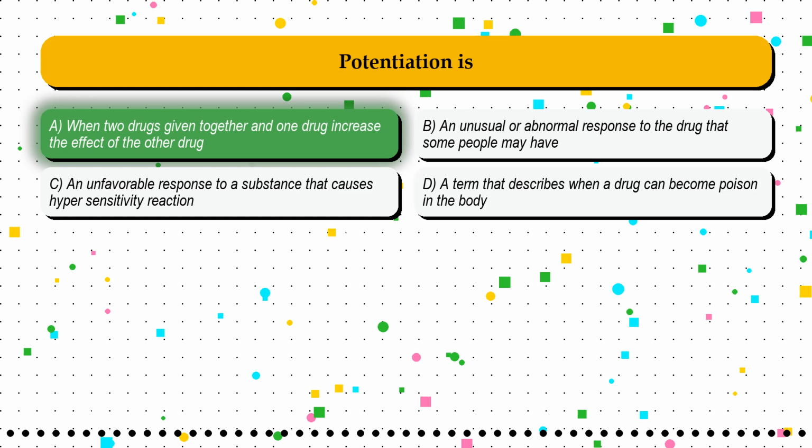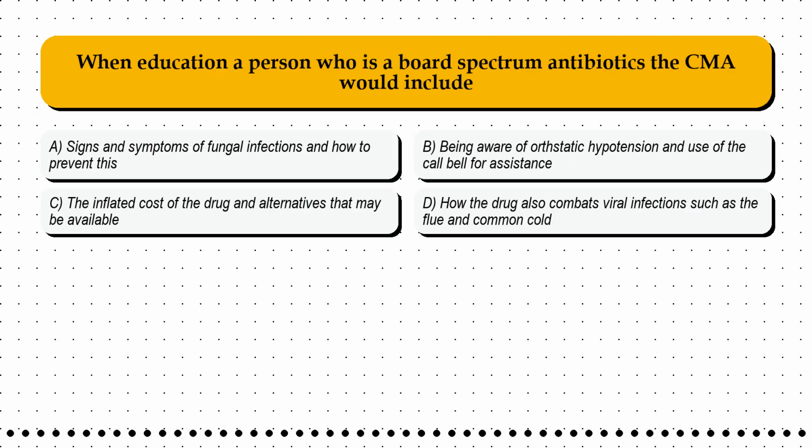The correct answer is option A, when two drugs given together and one drug increases the effect of the other drug. Question 232. When educating a person who is on broad spectrum antibiotics, the CMA would include: Option A, signs and symptoms of fungal infections and how to prevent this. Option B, being aware of orthostatic hypotension and use of the call bell for assistance. Option C, the inflated cost of the drug and alternatives that may be available. Option D, how the drug also combats viral infections such as the flu and common cold.